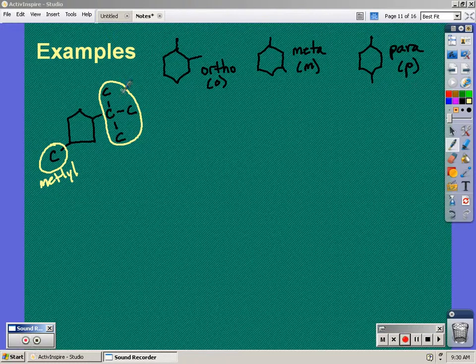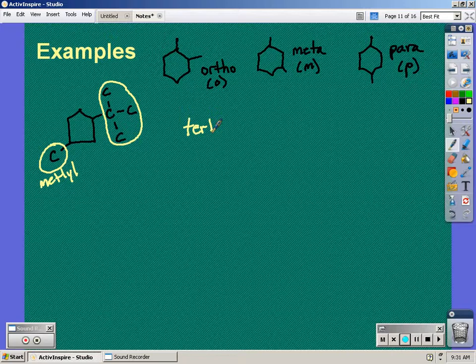Alright, so we have 4 carbons, but a chain of 3. Because there is a chain of 3 with one side group coming off of it, it gets the name tert-butyl. So the butyl is telling us that there's 4 carbons. The tert is saying that there's a chain of 3 carbons. Now that side group would be coming off of the first carbon in our circle.